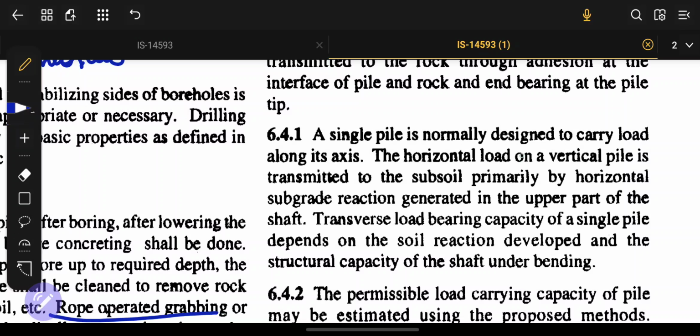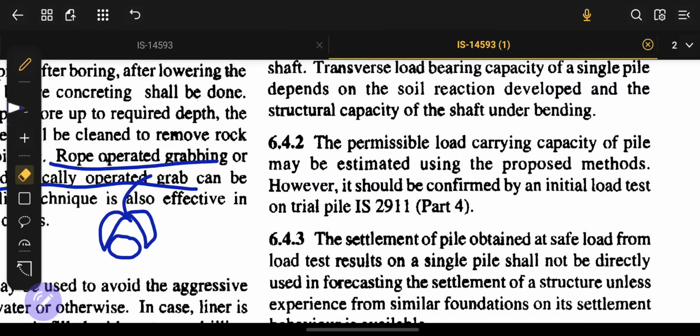A single pile is normally designed to carry load along its axis. For the horizontal load on a vertical pile, in IS 2911 part 1 section 2, we have seen the horizontal subgrade reaction. So from there we can evaluate the lateral load capacity of the pile, and we can provide the required reinforcement. The permissible load carrying capacity of the pile may be estimated using the proposed method. However, it should be confirmed by an initial load test on a trial pile. So this is saying that you can evaluate the pile load carrying capacity using the formulas given in this code, but you should not say that these are the final formulas and start constructing your piles. You should perform one initial load test.